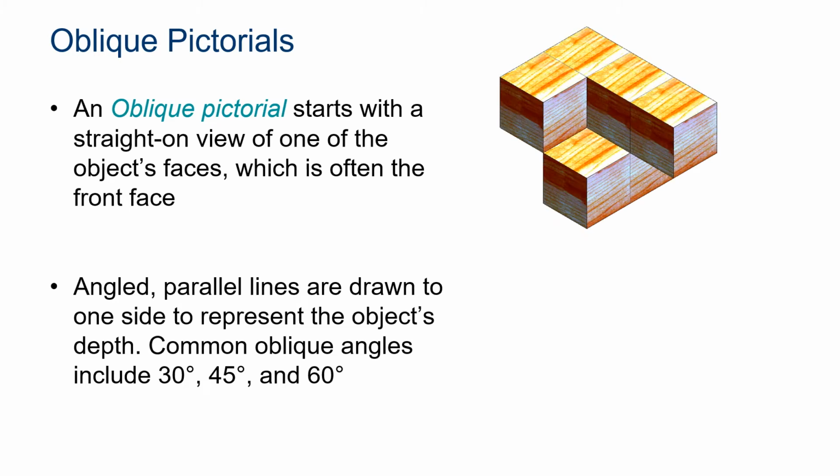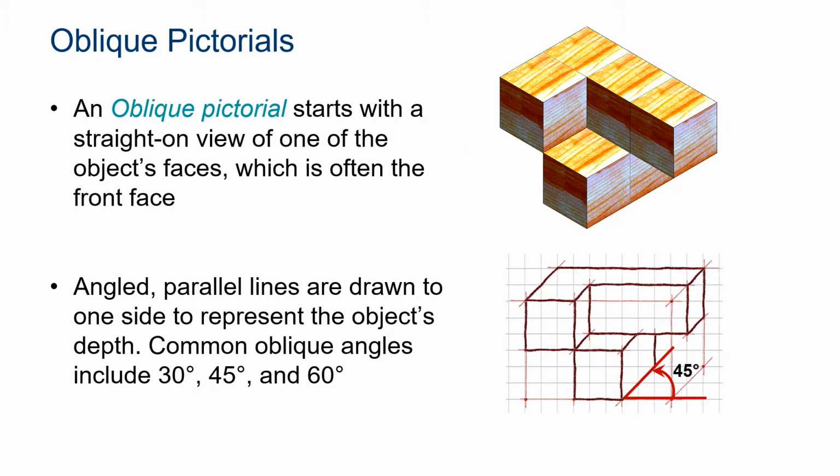So if this is what you're trying to represent, and this is shown in isometric because it's angled, how would it look in oblique? See how this is flat as opposed to angled? Okay, so it would look something like that, and these lines are coming back at 45 degrees. And you might have drawn something like this in the margins of your notebook before, this 3D box type of thing. That's technically an oblique pictorial because the front face is flat, like that.